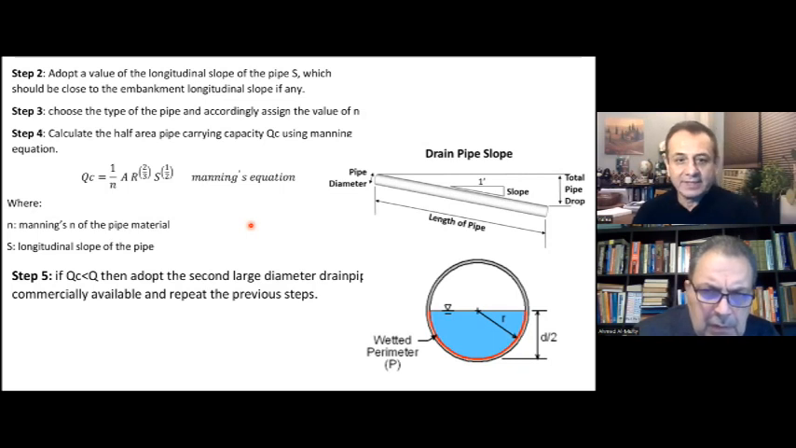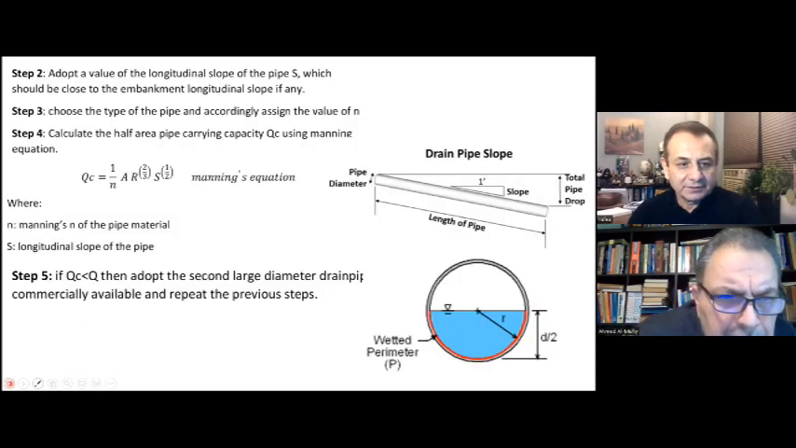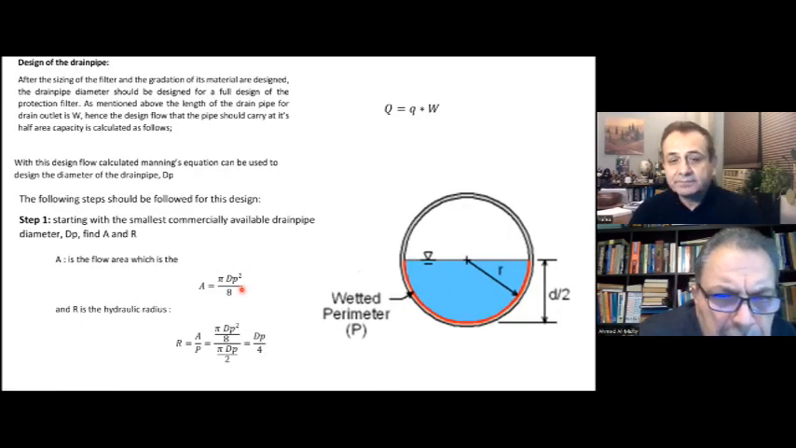Let me get back to the equation. Here's the area: pi d squared over 4, but divided by 2, because we are using half the area. We said the top part will not work as a capacity flow. Because it is perforated, it's just for allowing the seepage flow to come inside. The capacity is only for the bottom half of the pipe.